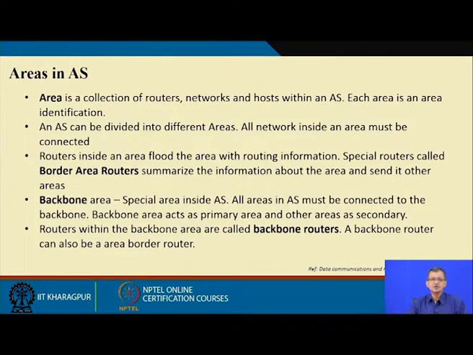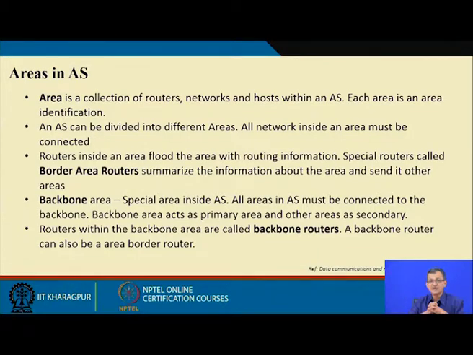So, there is a concept of area in autonomous systems. What we have seen is that the internetworking is divided into several autonomous systems. Given an autonomous system, it is divided into different areas. An area is a collection of routers, networks and hosts within an autonomous system. Each area has an area identification number, or area ID. So, an AS can be divided into different areas.